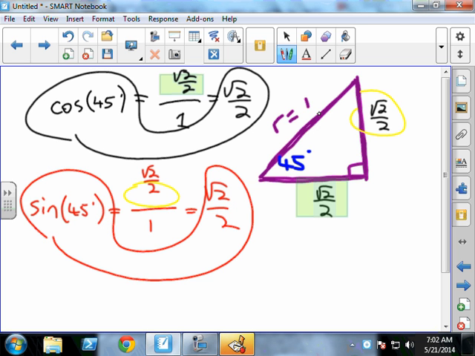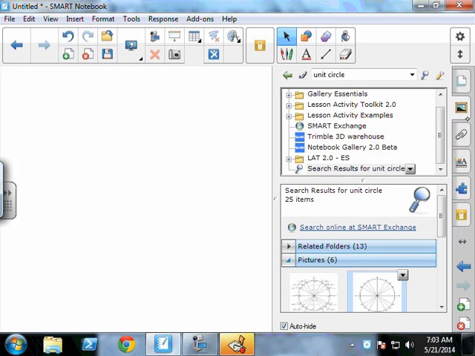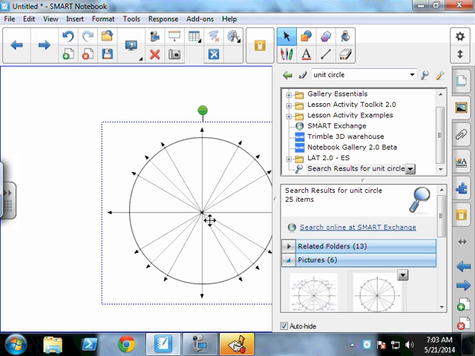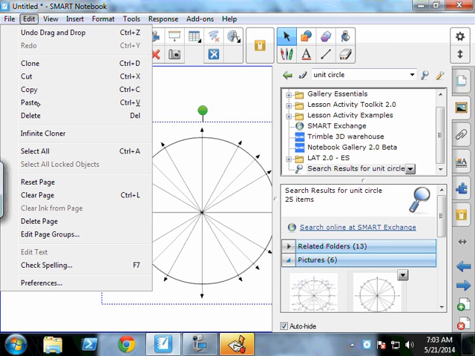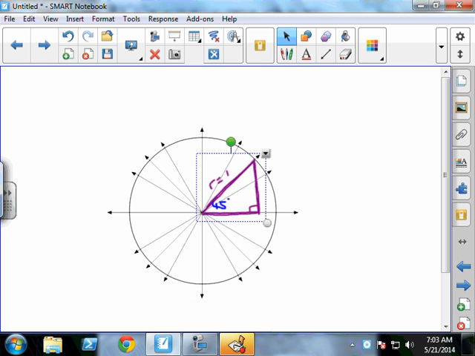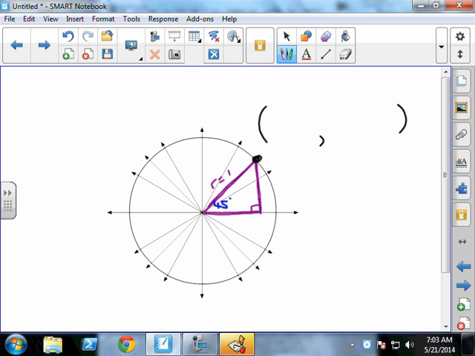Okay? You might say, well, what does this have to do with the unit circle? Well, we're getting to that. So, let's bring back in a unit circle. Let's bring in our triangle here then. Okay? So remember, on the unit circle, we've got coordinates here. And those coordinates, it's the x value and y value, right?